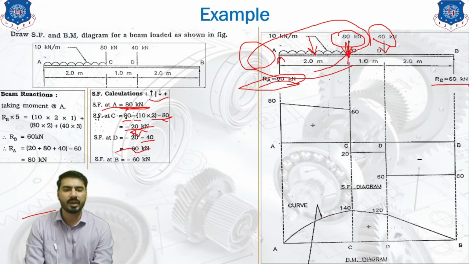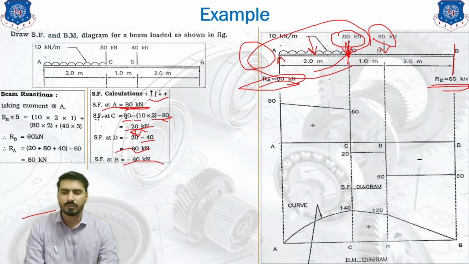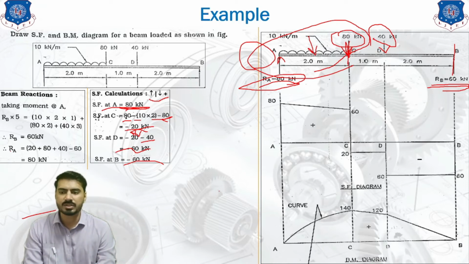Next is point B. At point B, you will see the algebraic sum of all the forces will go to 0, because the shear force acting at point B is 60 kilonewton. So 60 kilonewton is in the positive direction against the negative. So positive 60 and negative 60 will go down to 0. So this is how we calculate our shear force.